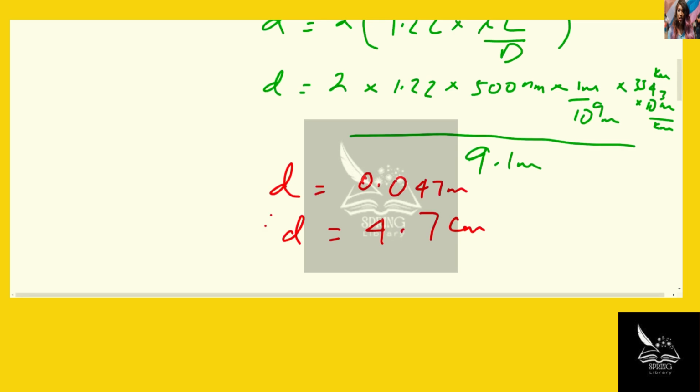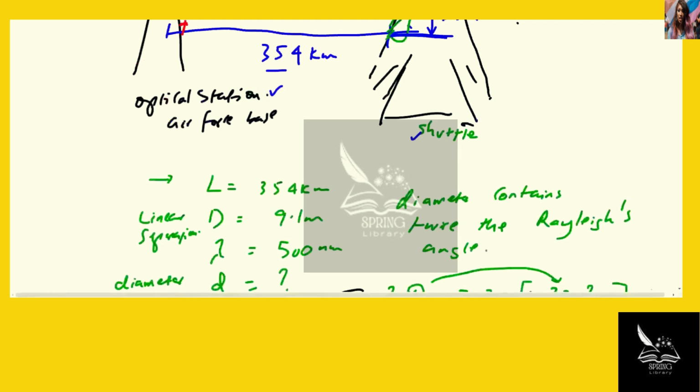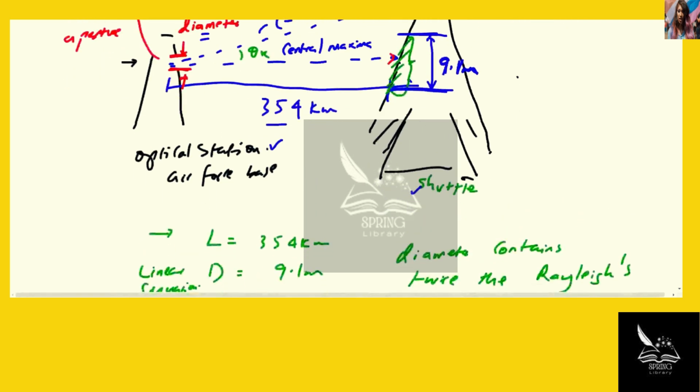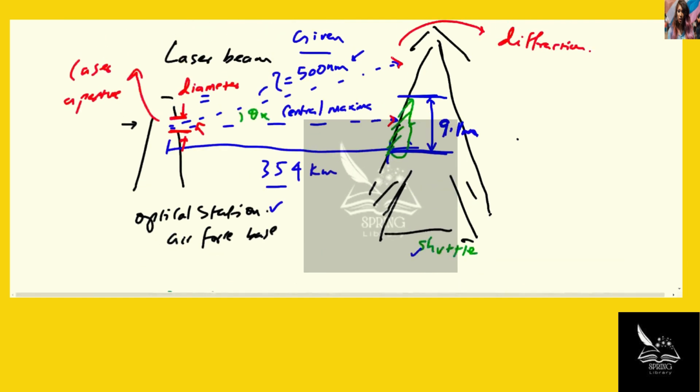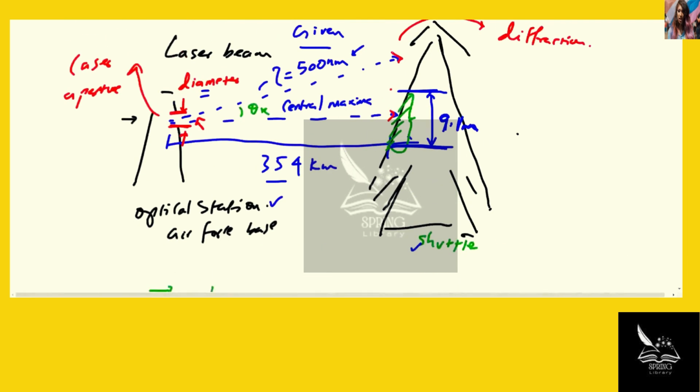So once again, our goal was to find the aperture, this aperture right here. It's a small one, the diameter of the aperture. It sends out the beam of light, which goes all the way up until the shuttle, and it's reflected back. The diameter that we're dealing with for the central maxima is 9.1 meters, with the distance of 354 kilometers. We're using Rayleigh's angle to simplify this particular problem.